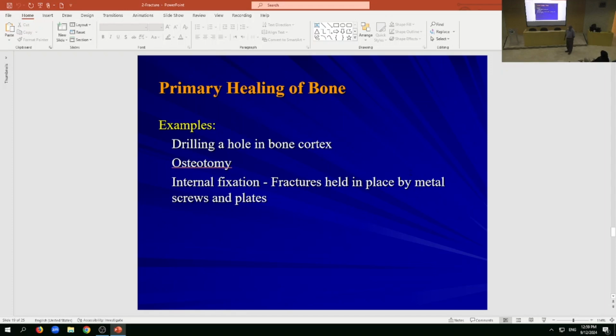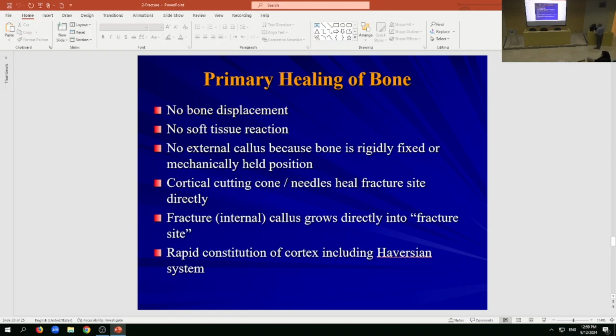Or if there is an internal fixation, there is a fracture, you cannot put the splint on it, so you open it and put a screw. That screw, you bring both ends together. This is it healed by primary intention and not by secondary intention. And the difference is that in primary intention there is no displacement. Both bone ends are together. In fact, there is no cut.